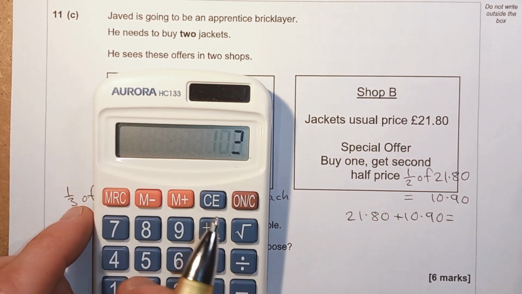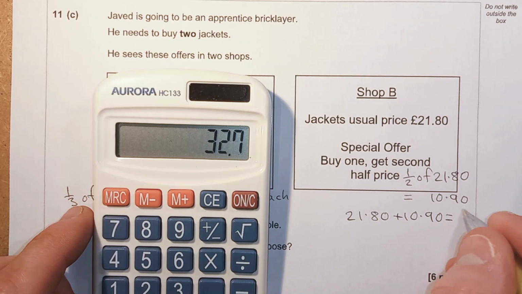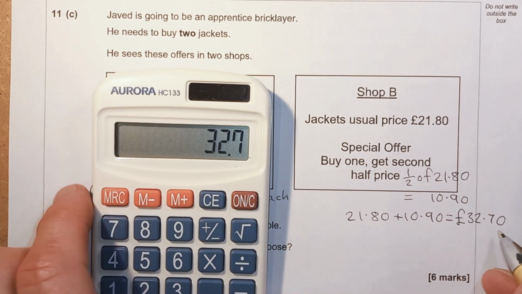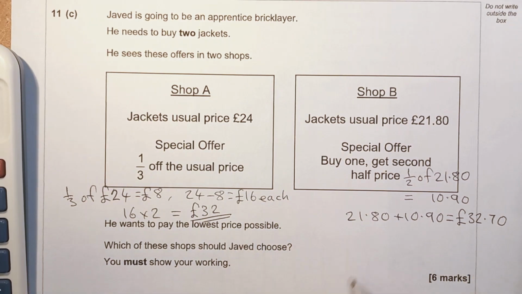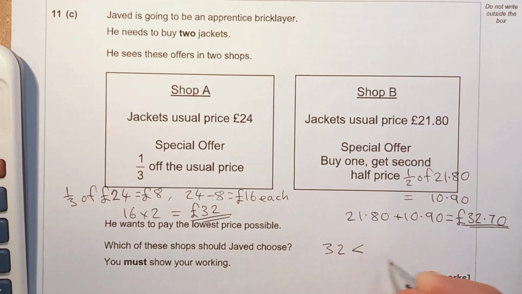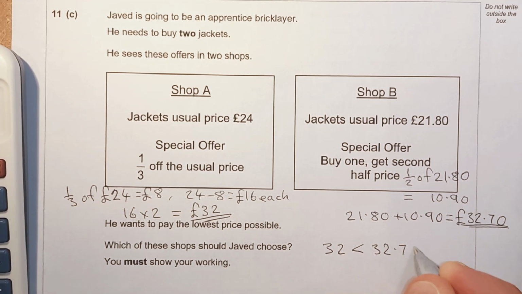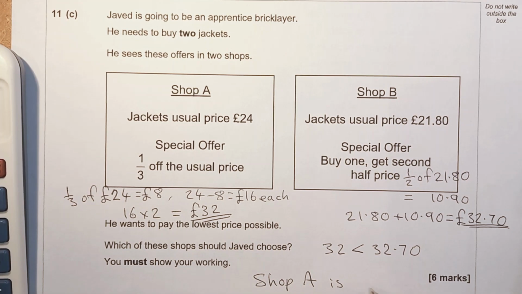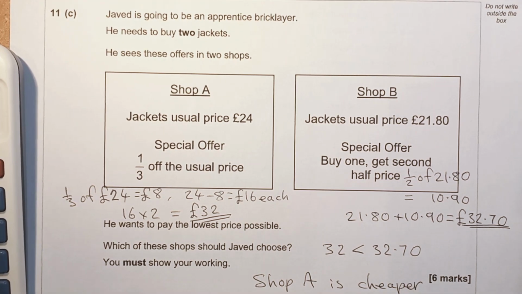If we add those together, we get £32.70, because it's money, we need 2 decimal places. Well, 32 is less than £32.70, so Shop A is cheaper. And that's the end of the paper.